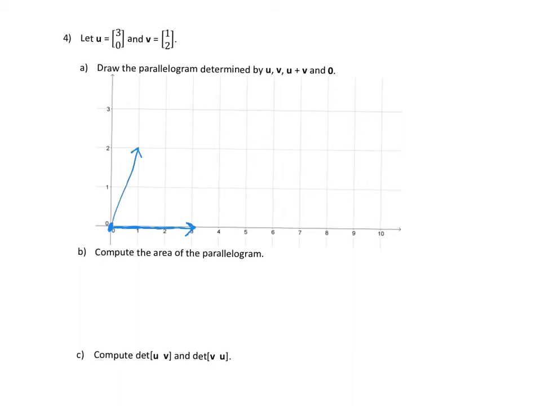And then u plus v is 4, 2. Add them component-wise. So now we'll plot 4, 2, which is here. So I'm going to draw that vector. And that creates a parallelogram if I connect the dots here.